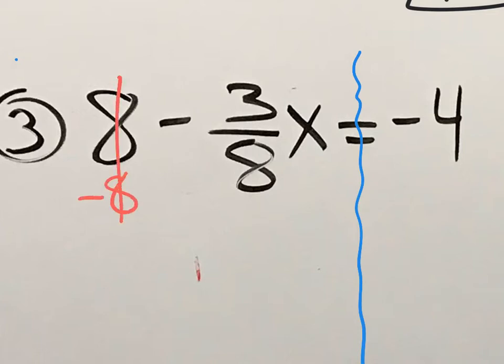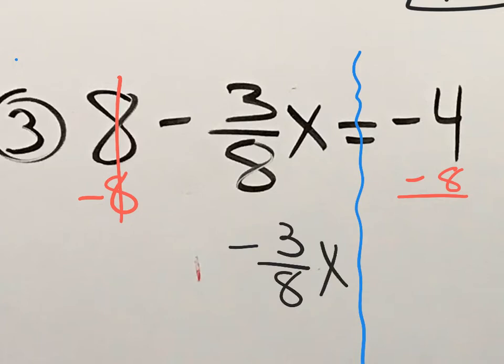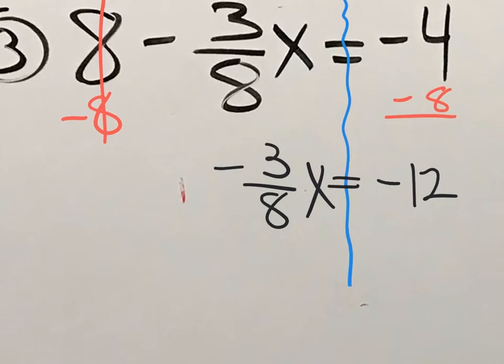It's going to cancel. What I do to one side, I do to the other side. I'm going to rewrite this thing. I have a negative 3/8 x that comes down. I have the equal sign that comes down. And if you owe 4 and you owe 8, you're going to owe 12. Negative 12. That's right. So, ladies and gentlemen, this is our new equation right here.